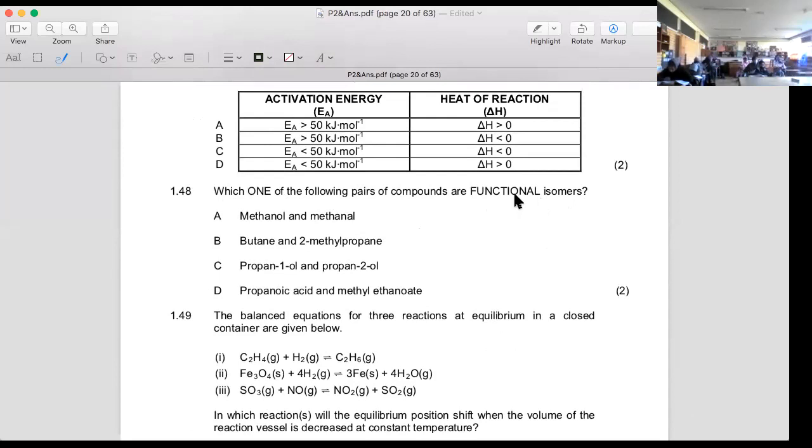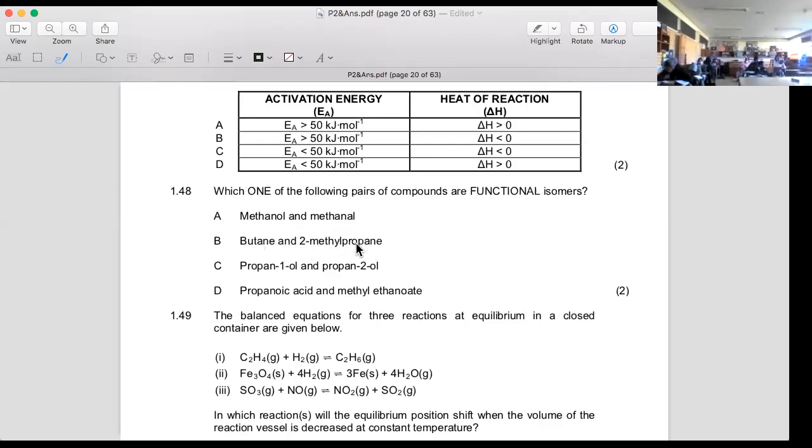Do you know what a functional isomer is? They've got the same molecular formula, but a different structural formula. They've got the same atoms, but a different functional group. Methanol, methanal. Could that be an isomer? No, that's got a double bond O. That's got a single bond O. That's not a functional isomer. It's going to have one less hydrogen.